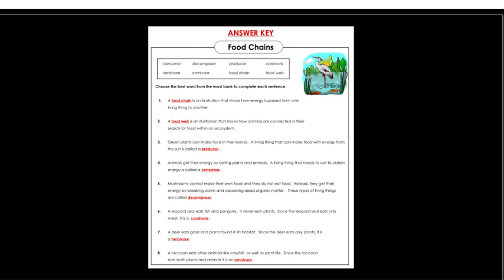Now, number 7 says a deer eats grass and plants found in a habitat. Since the deer eats only plants, it is a herbivore. Very good. Last thing, number 8, a raccoon eats other animals like crayfish as well as plant life. Since the raccoon eats both plants and animals, it is a what? Omnivore. Very good.